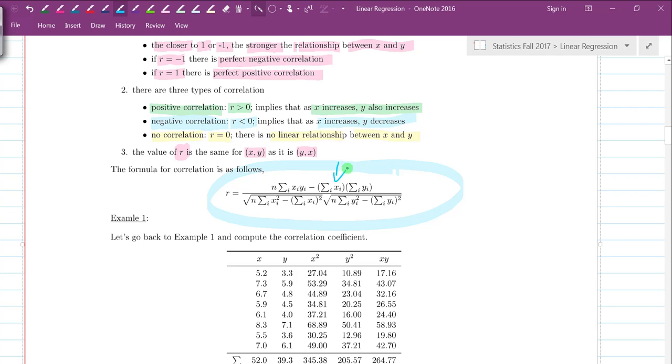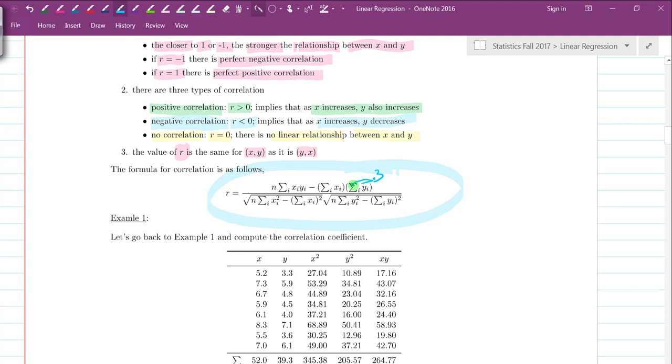The next one is, what is the summation of y? Well, here's my y. So the summation of y is, what is 3.3 plus 5.9 plus 4.8 plus 4.5 plus 4.0 plus 7.1 plus 3.6 plus 6.1? That sum is 39.3. So 39.3 goes right here as the summation of y.